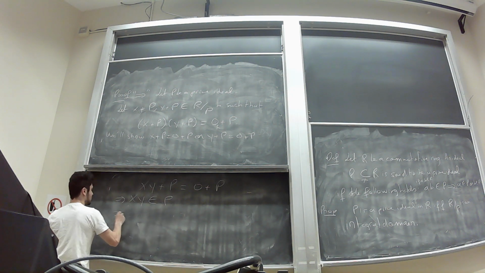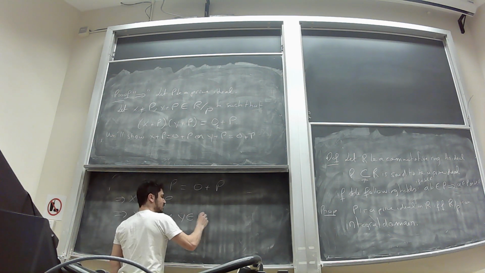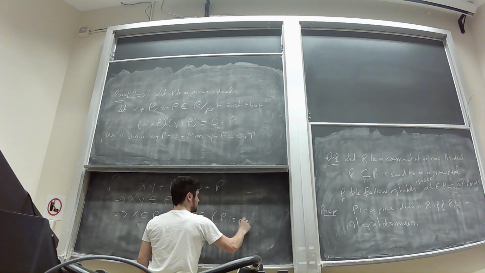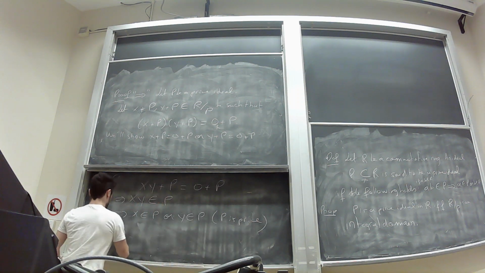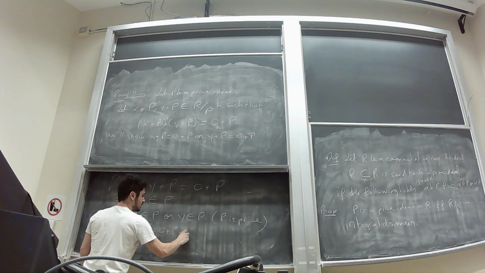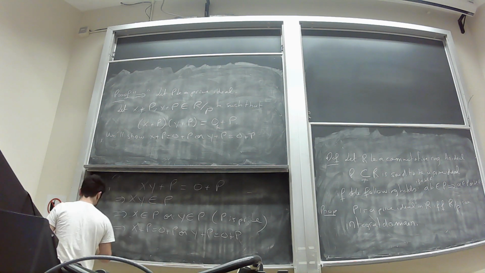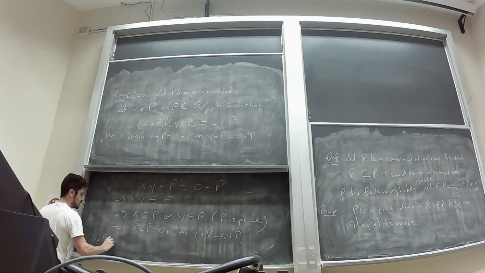Oh, wait a minute. Since p is prime, then x belongs to p, or y belongs to p. Hence, x plus p is equal to 0 plus p, or y plus p equal to 0 plus p. So R mod p is an integral domain.